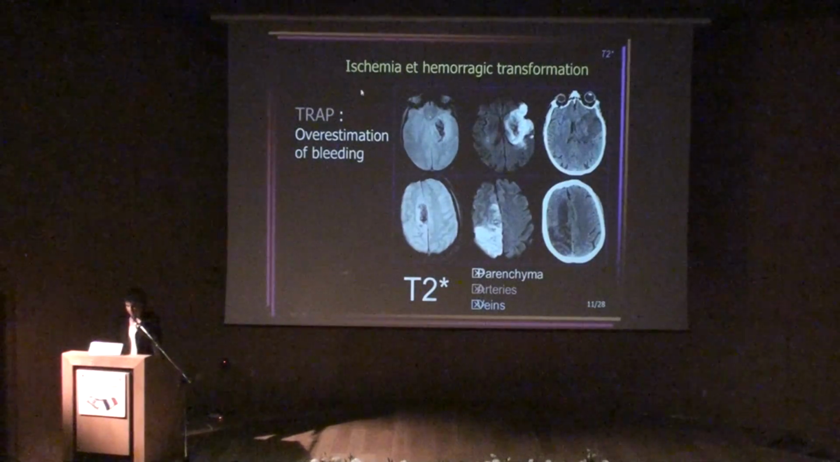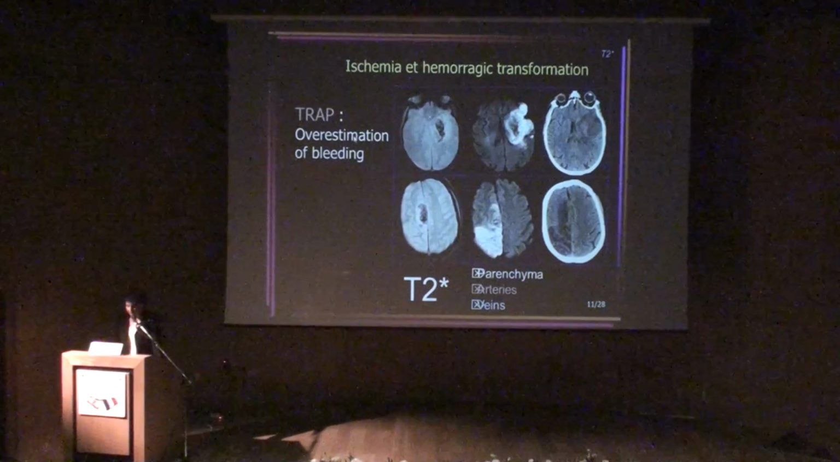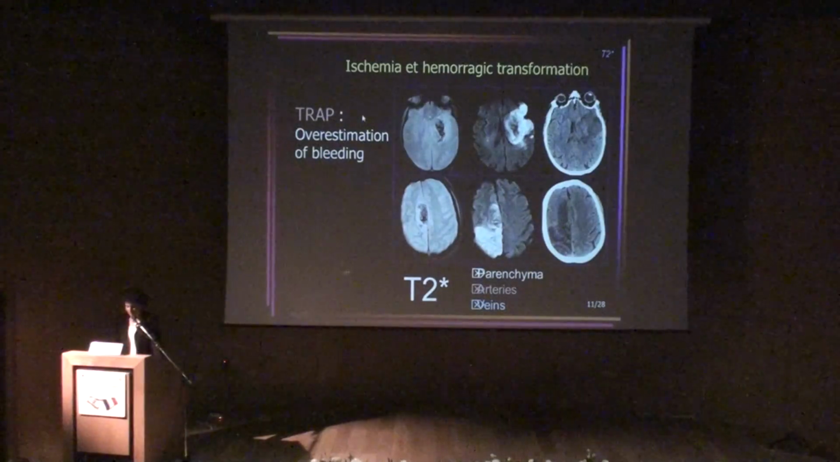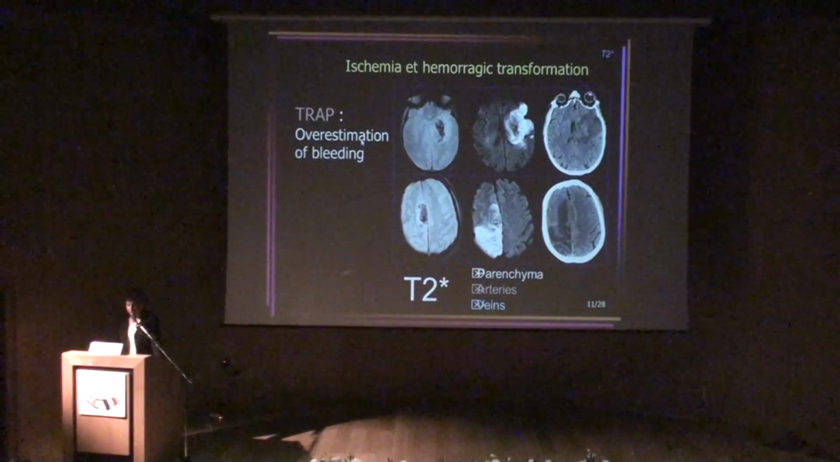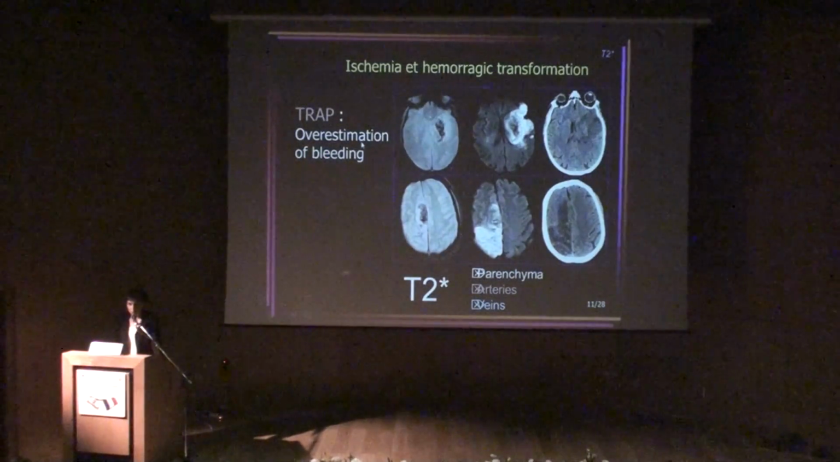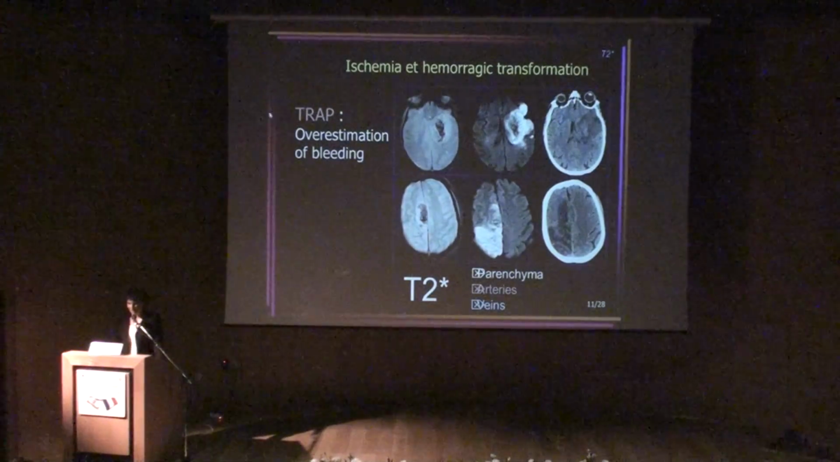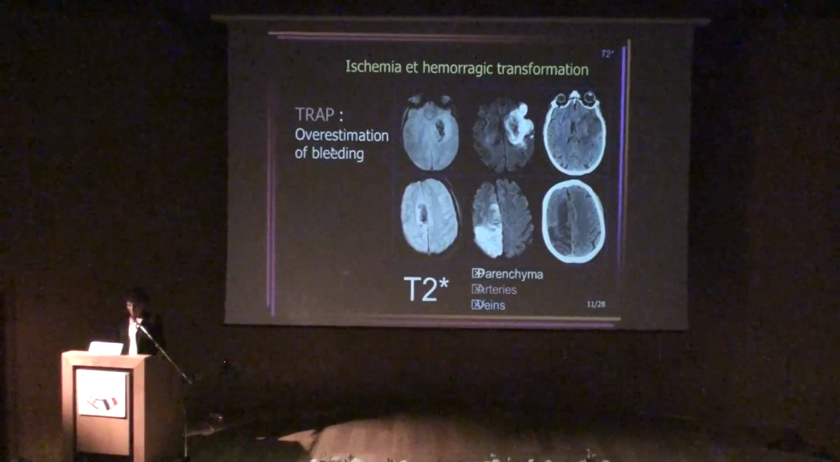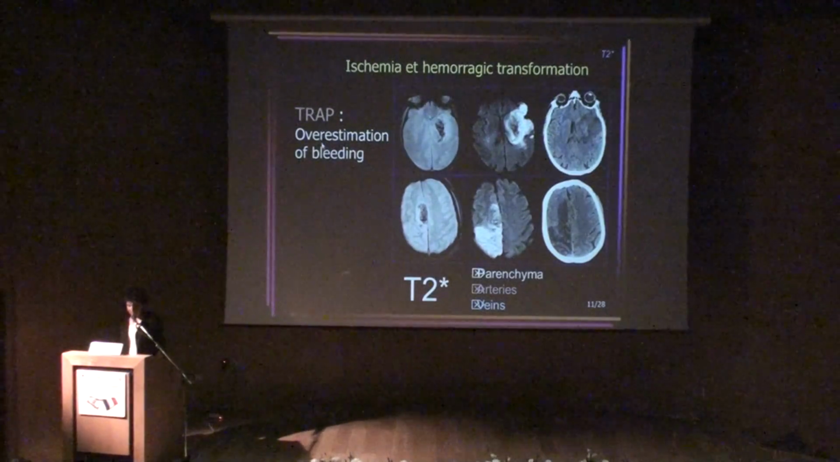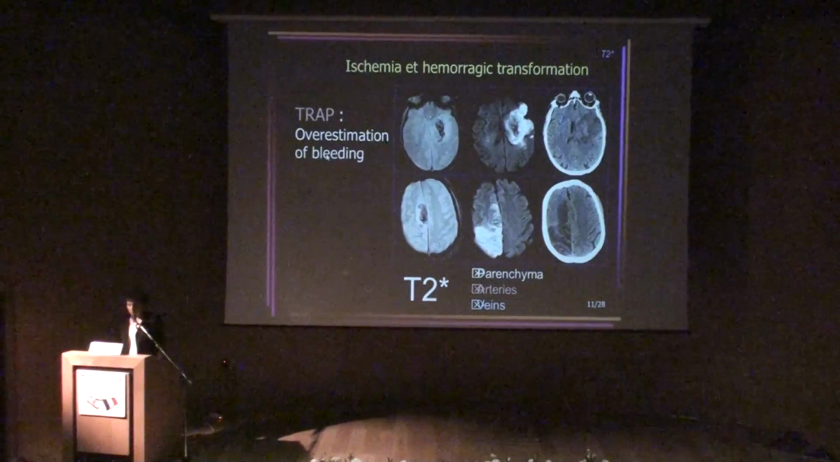Another trap is, as you all know, I think, that T2 star weighted, and I'm sure it's even worse for susceptibility weighted imaging, overestimates the size and the importance of the bleeding.